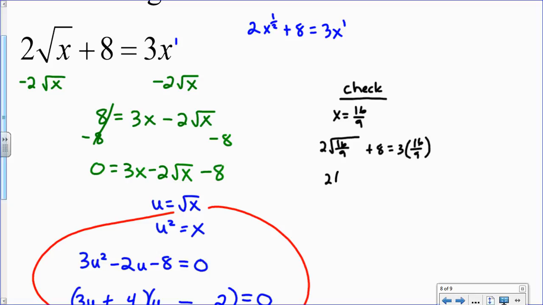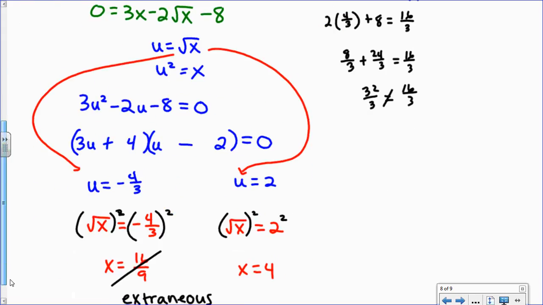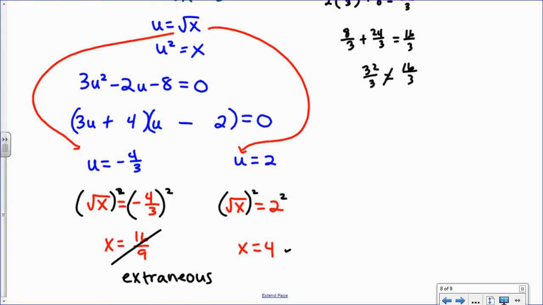So square root would be positive. This is why it doesn't work, because then you take the square root, you get 4/3. So that's 16 over 3. That's 8 over 3 plus 24 over 3. That is 32 over 3, which does not equal 16 over 3. The other one works. This works just fine.